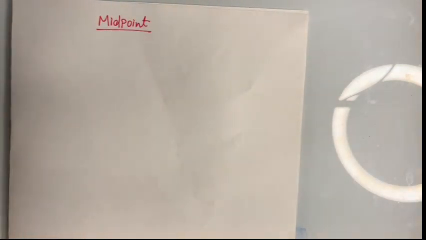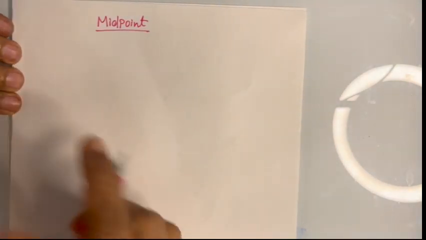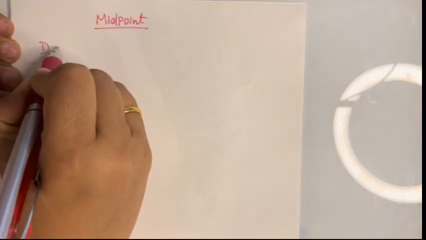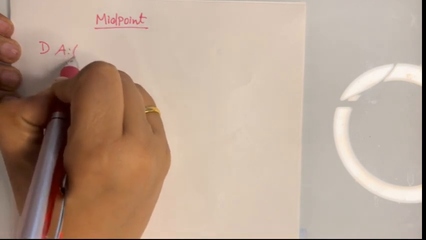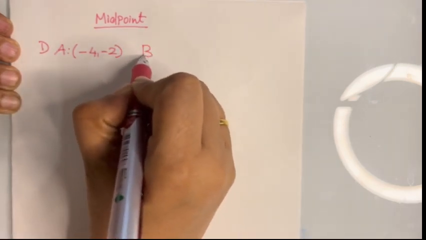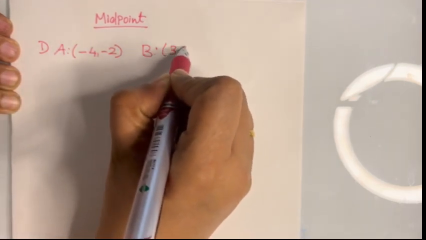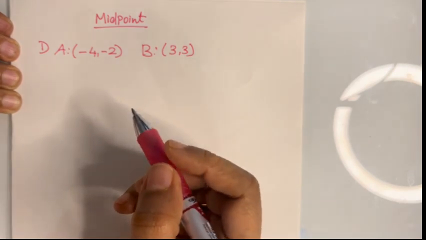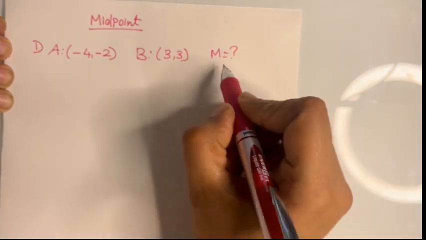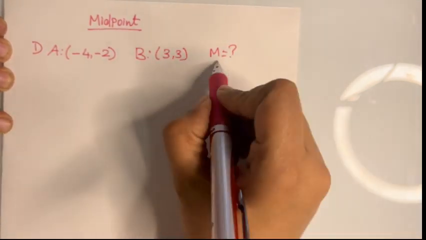In this video, we are going to see how we find the midpoint of two endpoints. When you're given two endpoints, let's say A is -4 comma -2 and B is 3 comma 3. So these are my endpoints. My question is, what is the midpoint? Midpoint is the capital M. We need to find what is the midpoint.